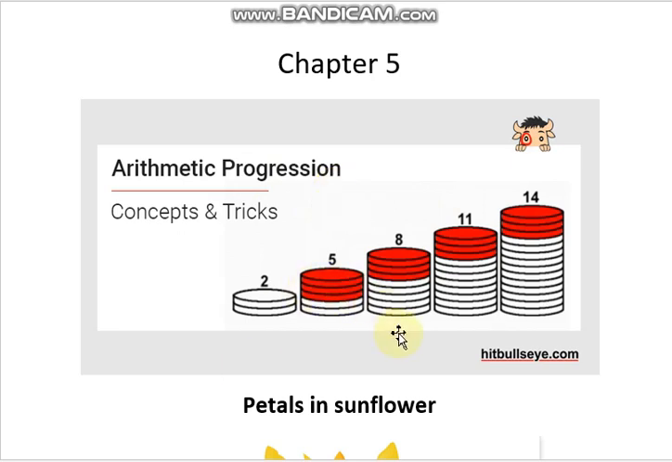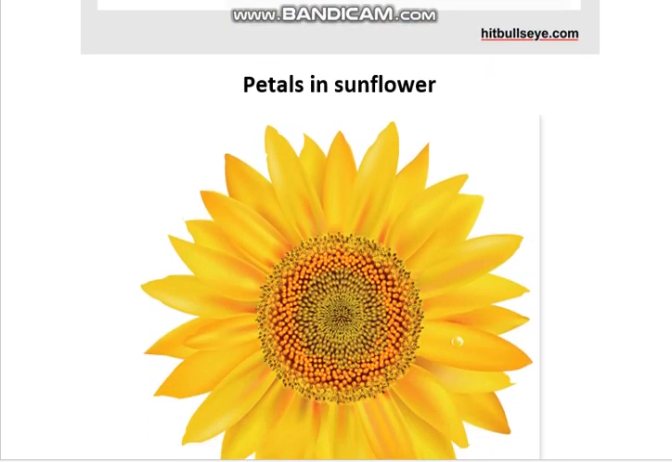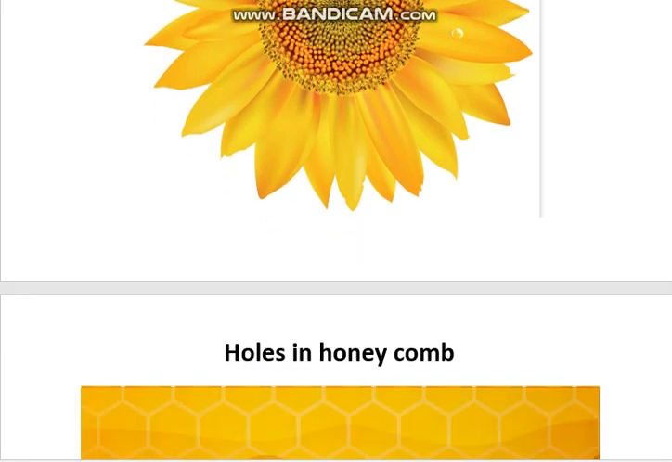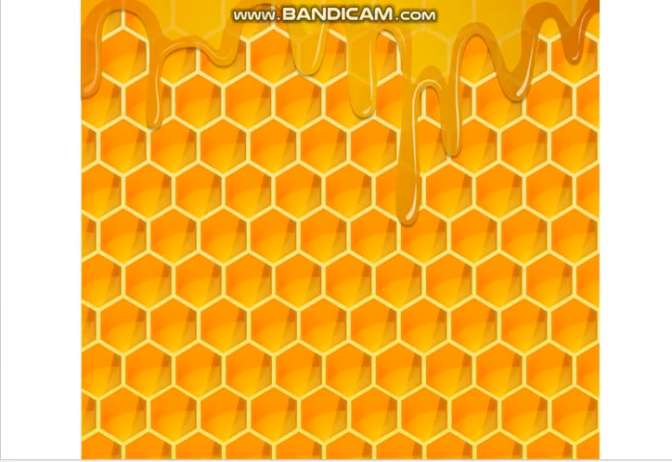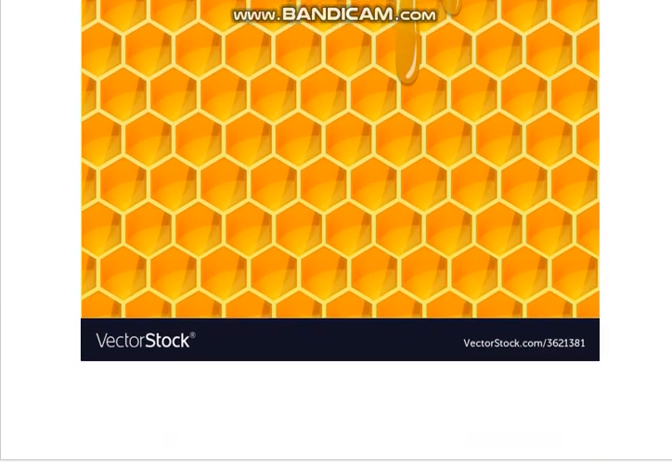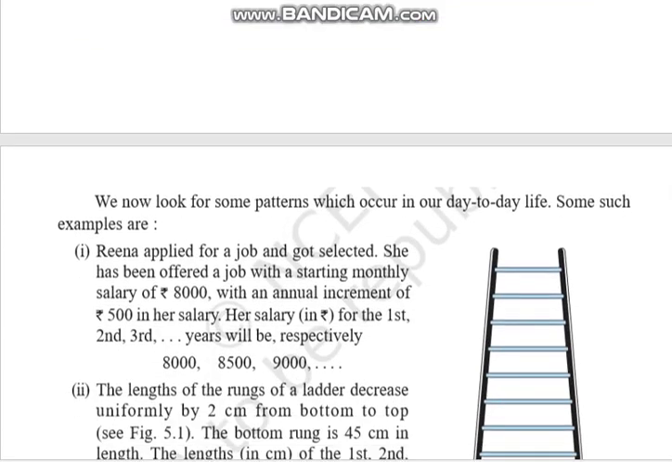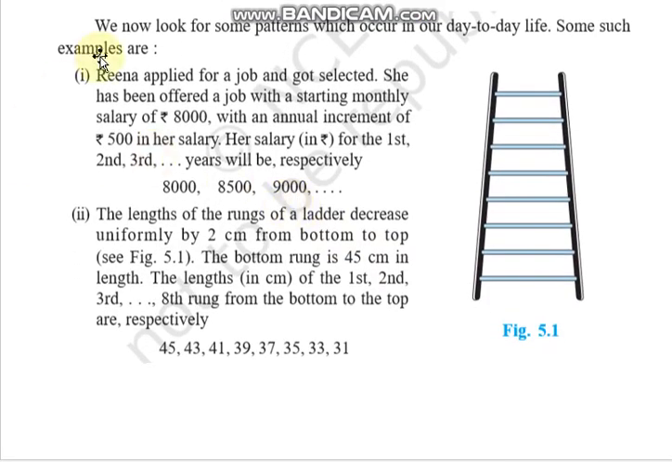In that video you must have seen that in our nature or day-to-day life many things follow a certain kind of pattern. For example, petals in a sunflower. So these petals follow a fixed kind of pattern. Then in the next example, holes in a honeycomb, which also follows a fixed kind of pattern. In our textbook, we have two examples. I request you to please go through it.